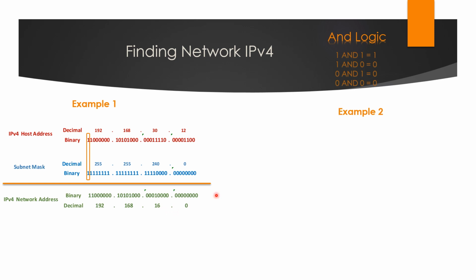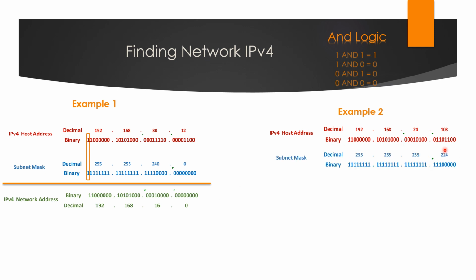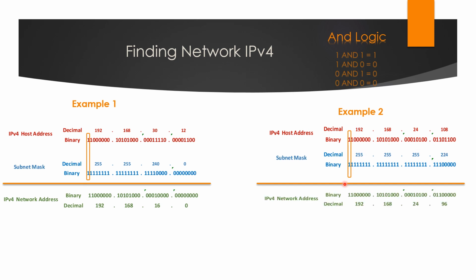Let's go to another example. In this case we have the IPv4 host address 192.168.24.108, shown in binary format. We have the subnet mask 255.255.255.224, and if we do the AND logic from left to right bit per bit, we will be able to find the IPv4 network address, which in this case will be 192.168.24.96.